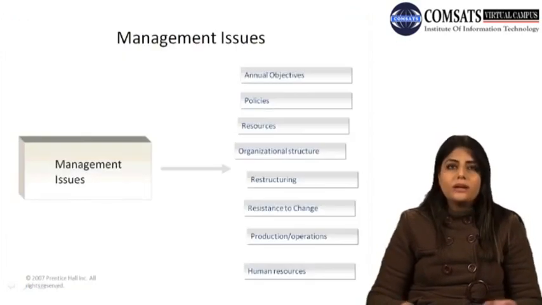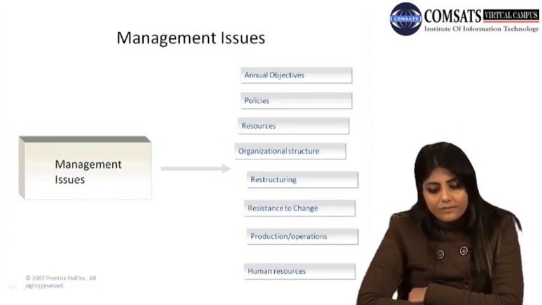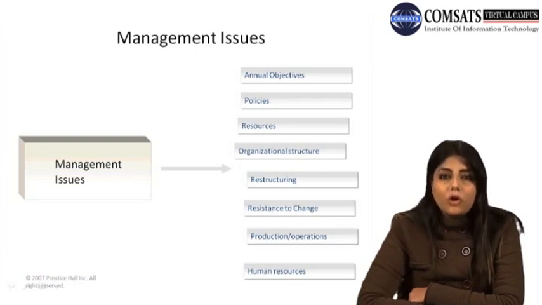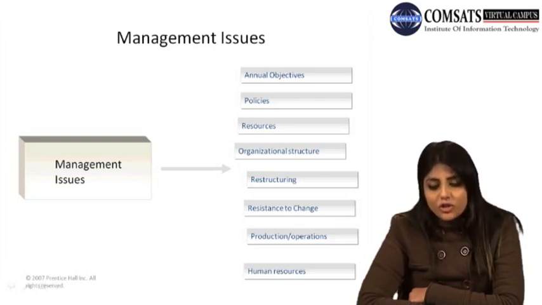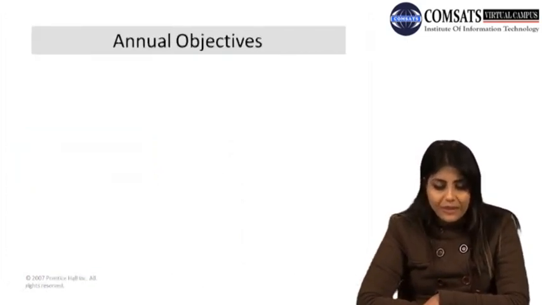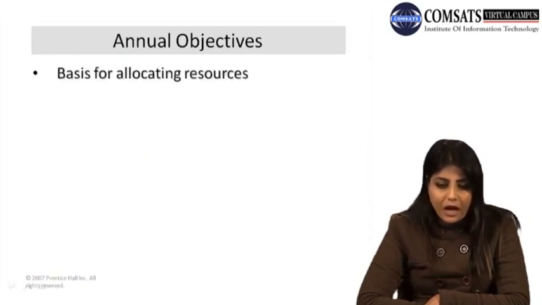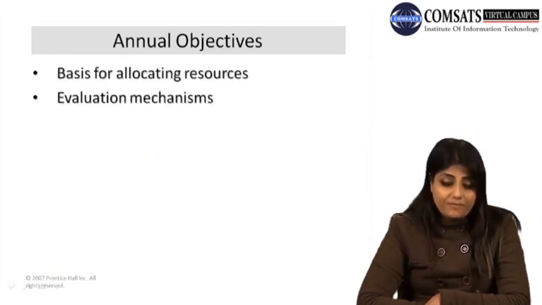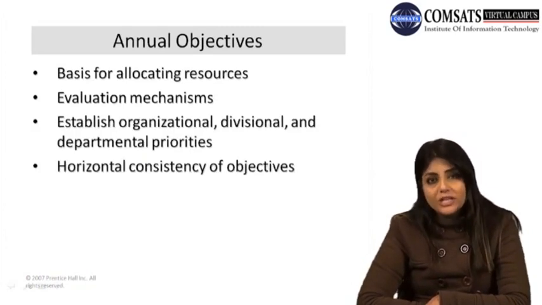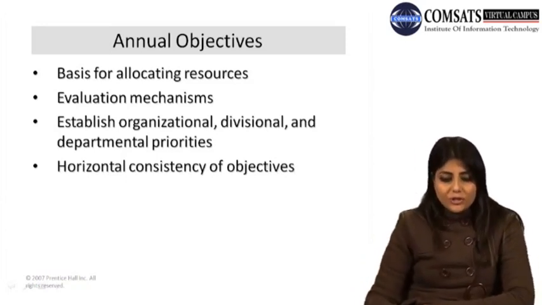And of course there are a number of management issues that management faces, and we discussed that in the form of the annual objectives that they have to set. They are the policies, resources, organizational structure, restructuring, resistance to change, operations, and human resources, right? So let's have a discussion on a few of these here. We know that managers formulate these annual objectives in line with the strategies of the organization, right?